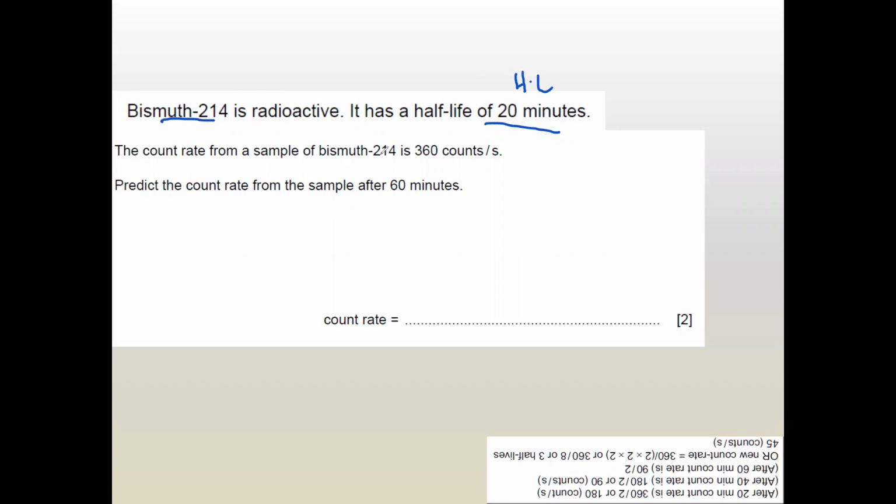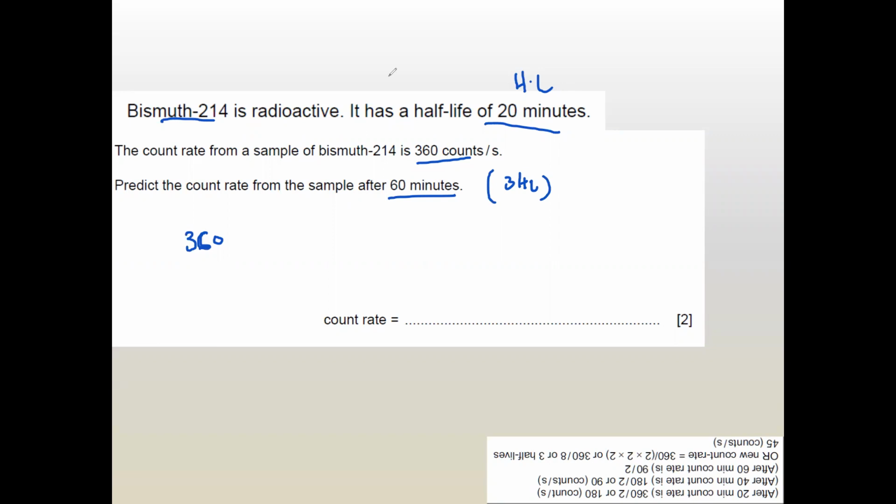The count rate from a sample of bismuth is 360. Right now, 360 radiations are coming out from the sample. We have to predict the count after 60 minutes. If the half-life is 20 minutes, how many half-lives should pass to reach 60 minutes? It means 3 half-lives, because if one half-life is 20 minutes, 3 half-lives mean 60 minutes.